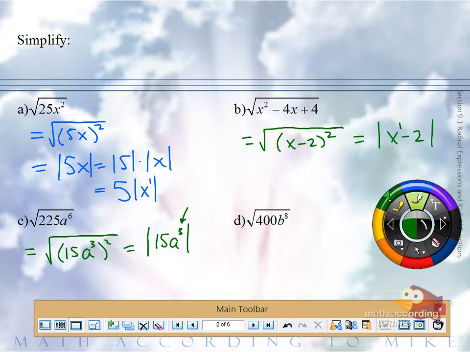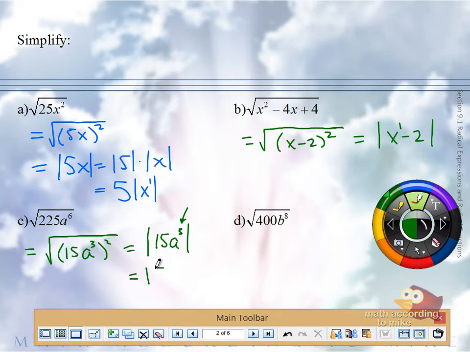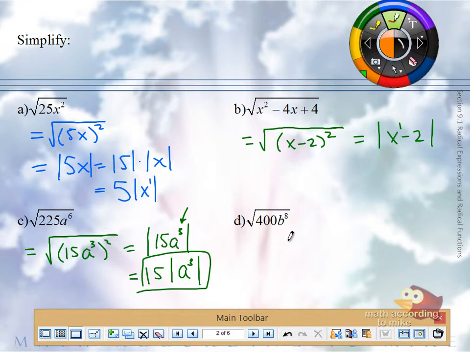How can I rewrite the absolute value of 15a cubed? 15 times the absolute value of a cubed. So this would be the square root of 20 b to the 4th squared. Since our variable is raised to an even exponent, we do not need absolute values.